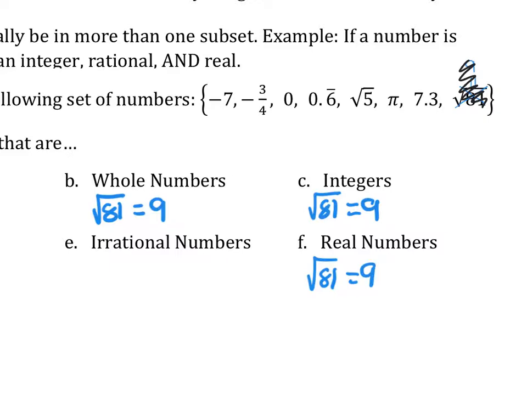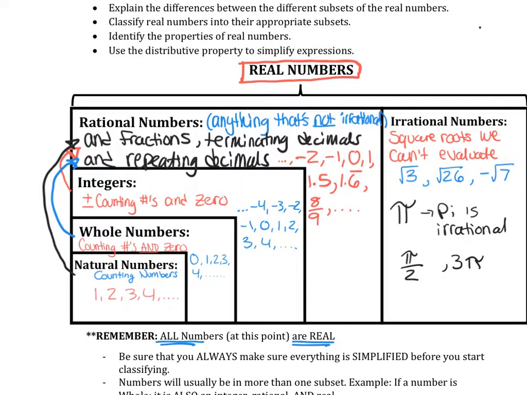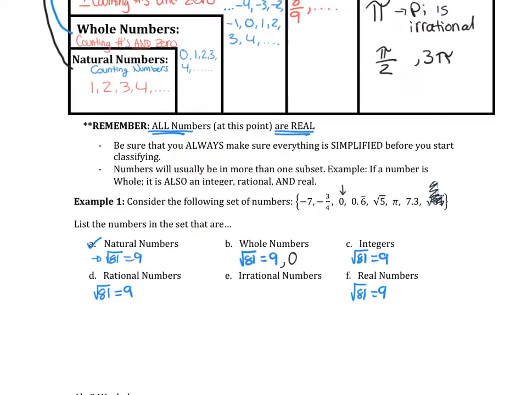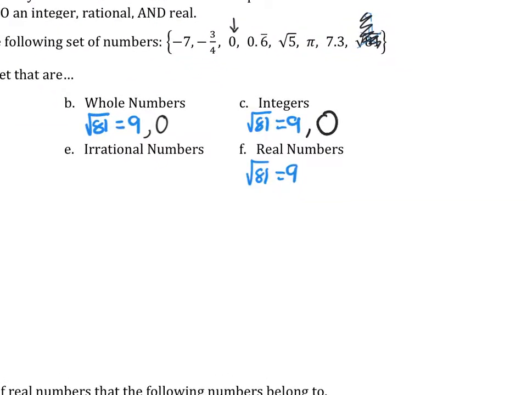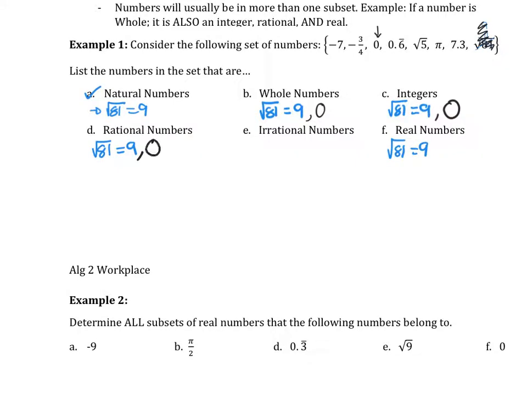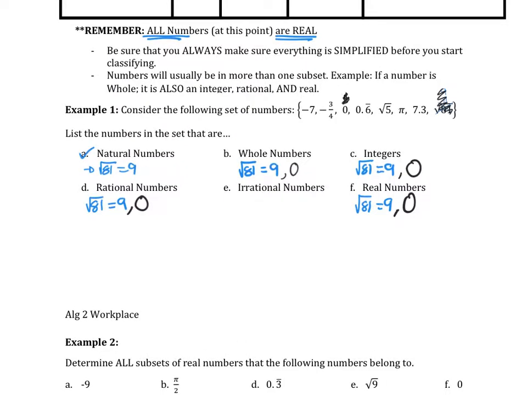So whole numbers include the counting numbers, so the 0 or the 1, 2, 3, 4, 5, 6, 7, 8, 9. We already have 9. But what's different about whole numbers and natural numbers? What makes it different? The 0, yeah. Whole numbers includes 0. So did we have a 0 in our list? Yes, it's right here. So that means we can have 0 here as a whole number. And then if a number is whole, again, you just work your way up. It's also an integer, it's also rational, and it's also real. So we can put it with integers, we can put it with rational, and we can put it with real. Okay, so now I'm done with 0.